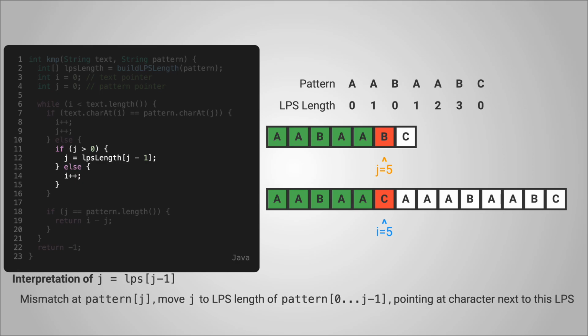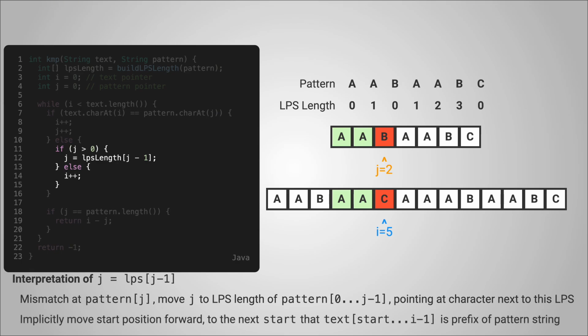Notice that line 12 points j to the next character after the LPS, and in the next iteration the character at this index is being compared. On the other hand, if j already points at the beginning of the pattern string, we can only try the next start position. Here, the LPS length of the first 5 letters is 2, so we update j to 2. Also, here we effectively change the start position in the text string from 0 to 3.